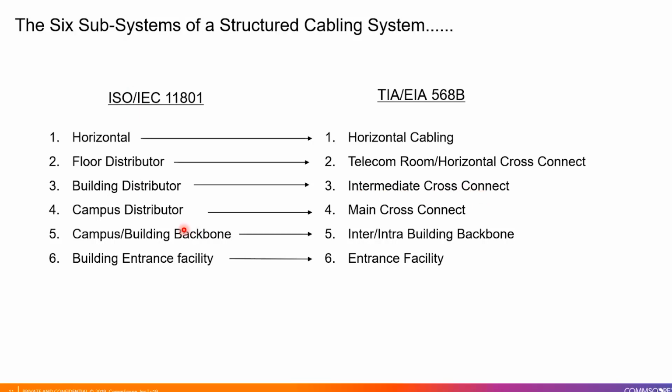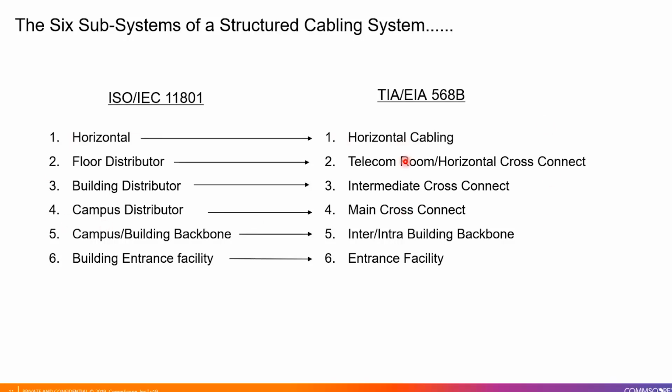And if it is multiple buildings, let's say you have a big campus, you may have a data center or some main server room. That is called a campus distributor as per the ISO standard, whereas in the TIA standard, it is called a main cross connect. So with these first four itself, you can imagine, you can do the design.